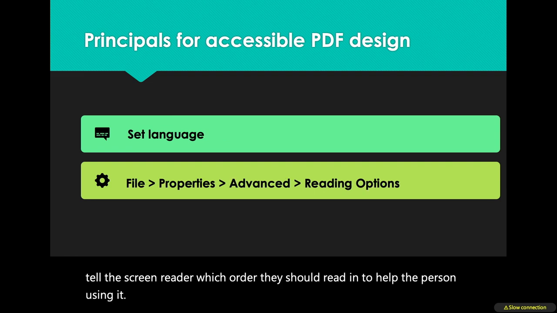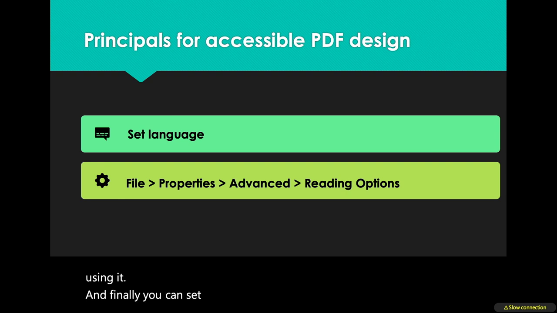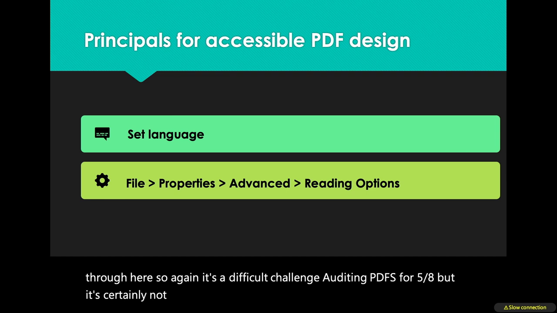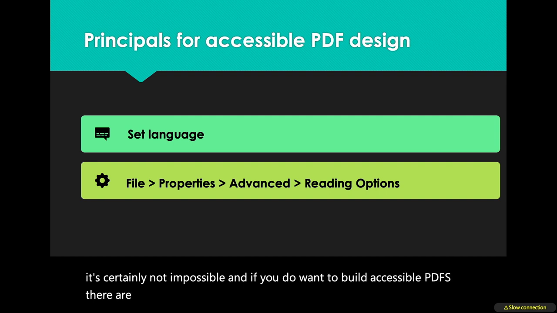And finally, you can set the language for a PDF, and you can do that through here. So again, it's a difficult challenge auditing PDFs for 508, but it's certainly not impossible. And if you do want to build accessible PDFs, there are ways to do that.